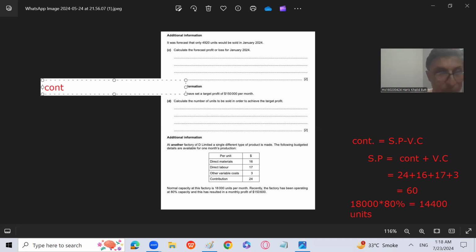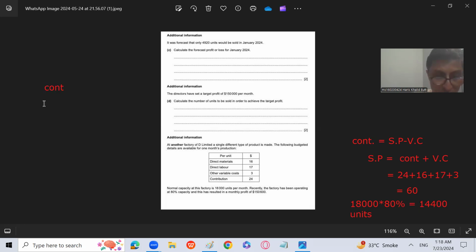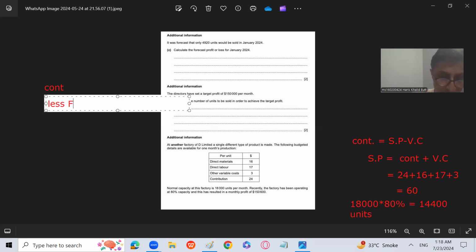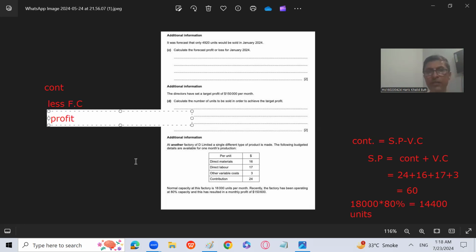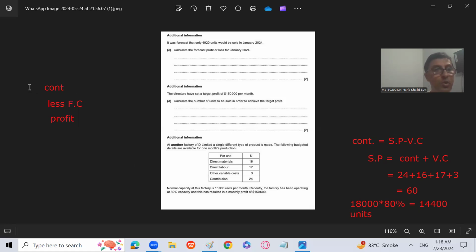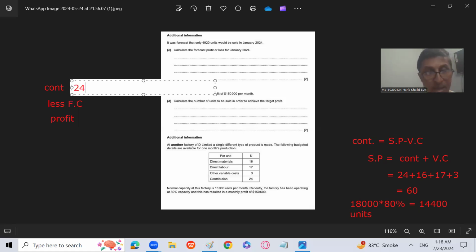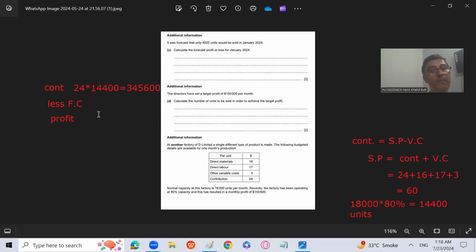We know that contribution less fixed cost is equal to profit, right? Like profit plus fixed cost equals contribution. So total contribution is going to be how much? Our contribution is 24 per unit, and the production we are giving is 14,400. So let's go for the calculation. 14,400 multiplied by contribution per unit, 345,600. So this is going to be the contribution at current level of production, which is 80% of 18,000.